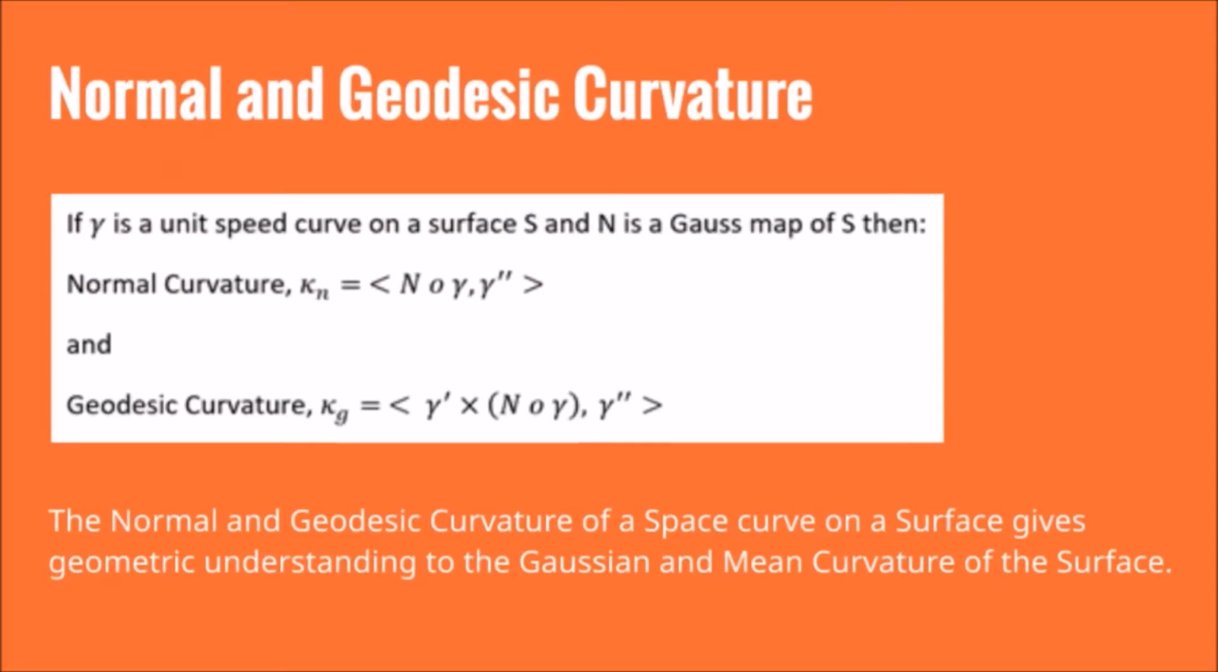To gain geometric understanding of the mean and Gaussian curvatures, we can calculate the normal and geodesic curvature of a space curve that lies on the surface. If the curve on the surface S is unit speed, and n is a Gauss map of S, then the normal curvature is given by the inner product of n composed with the space curve gamma and the double differential of gamma. And the geodesic curvature is given by the inner product of the cross product of gamma prime and n composed with gamma, and gamma double prime.